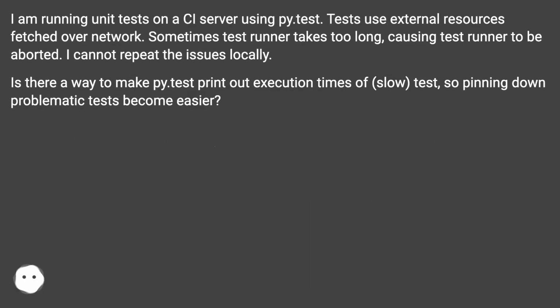I am running unit tests on a CI server using pytest. Tests use external resources fetched over the network. Sometimes the test runner takes too long, causing it to be aborted. I cannot repeat the issues locally. Is there a way to make pytest print out execution times of slow tests, so pinning down problematic tests becomes easier?